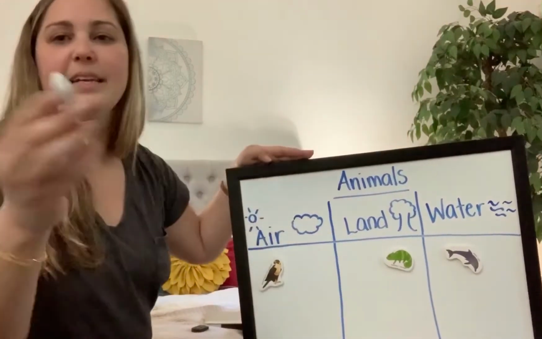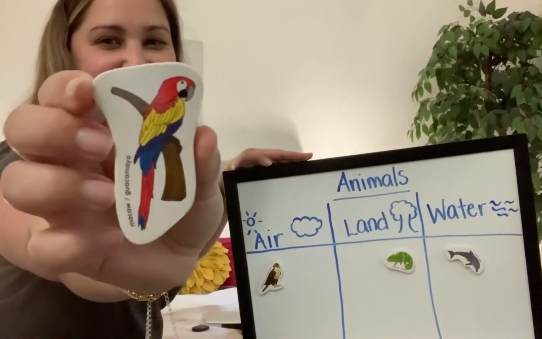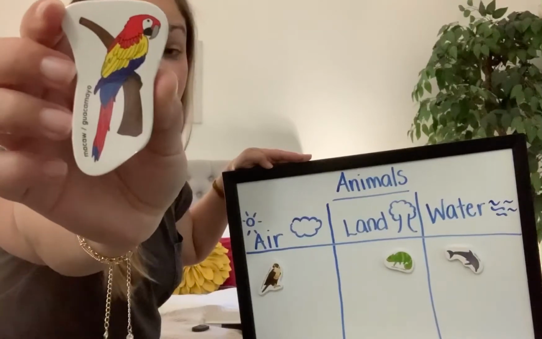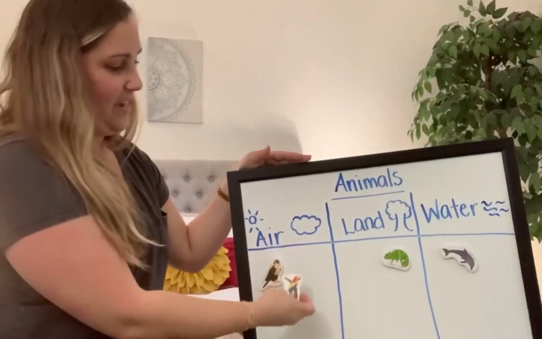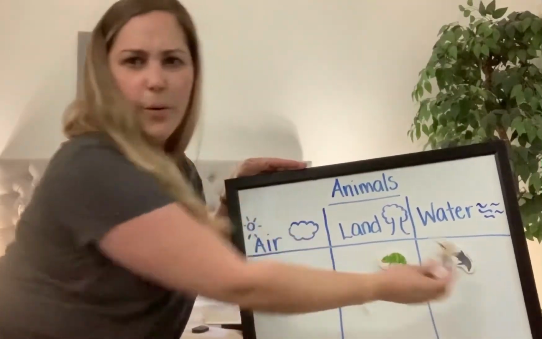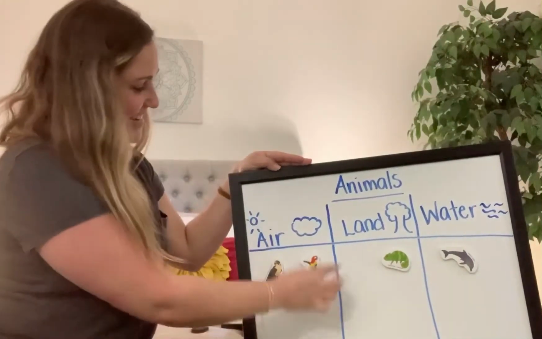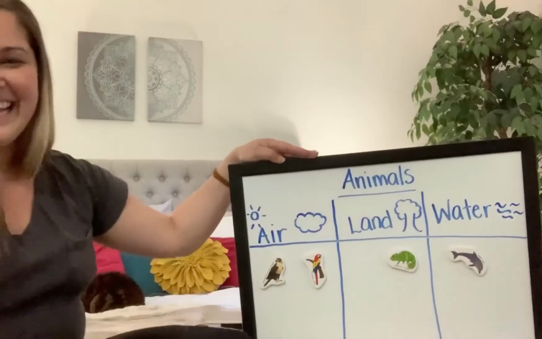How about a parrot or a macaw? You notice it has wings. Air, land, or water? Air. If you said air, you're correct.